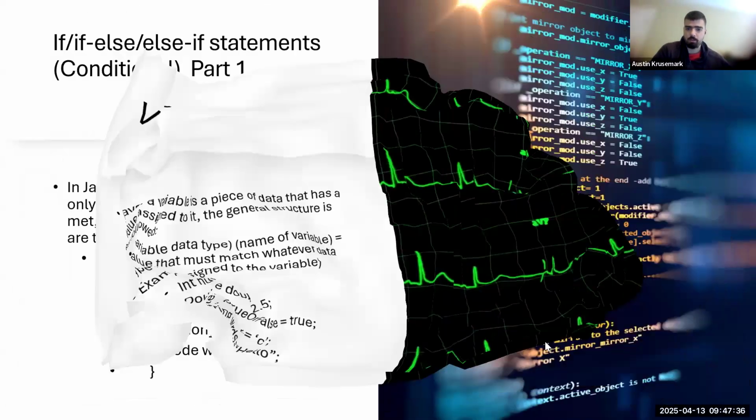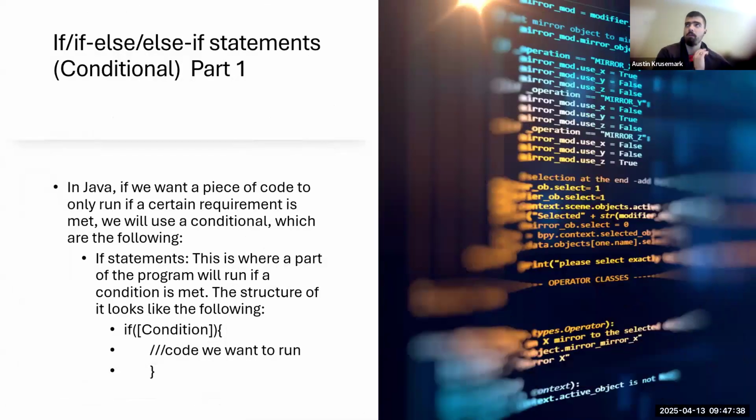But to go more specific, in Java, a conditional is used if we only want a certain part of the program to run if a condition is met. Now, there's generally three main conditionals, which are if, else, and else if. The first one I'll go over is if statements. This one is very simple. The way you set it up is as follows, and I'm going to show that in the code.